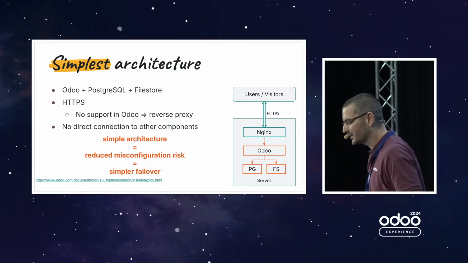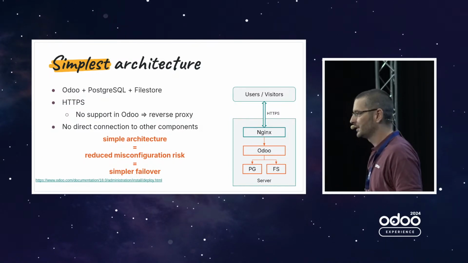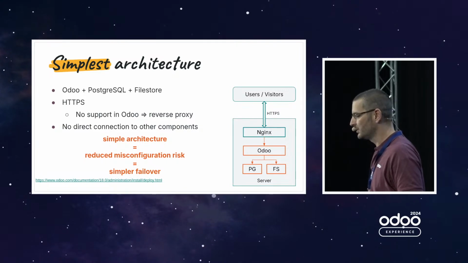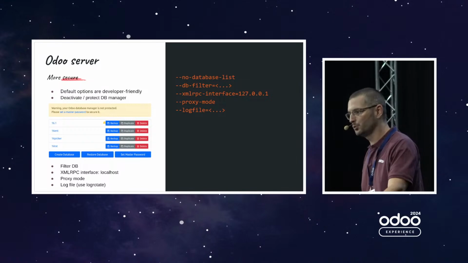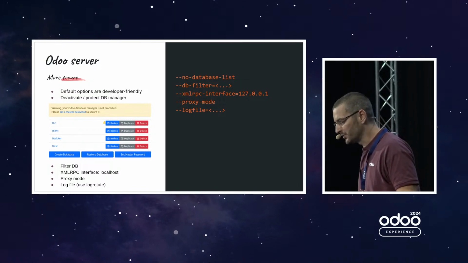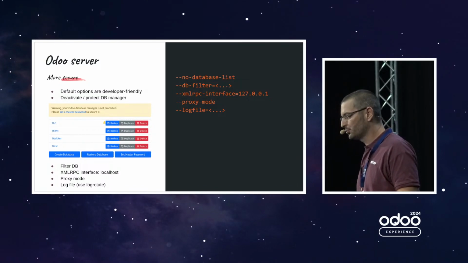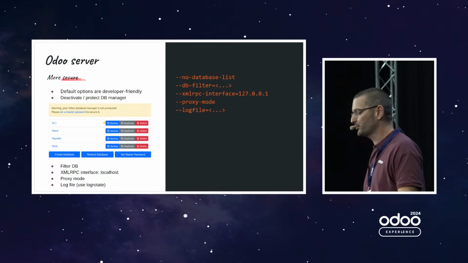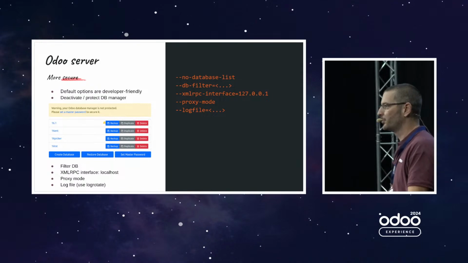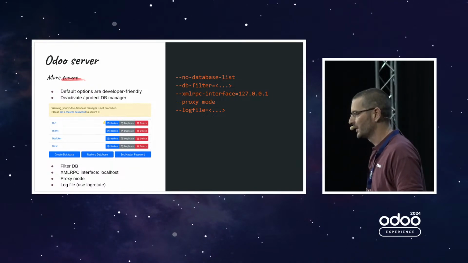So with that in mind, let's see what we can do at the Odoo and Nginx level to make things a bit more secure and tuned to our needs. The first thing you need to do with Odoo is to make it more secure, because the default options are developer friendly, but really they are not production ready.